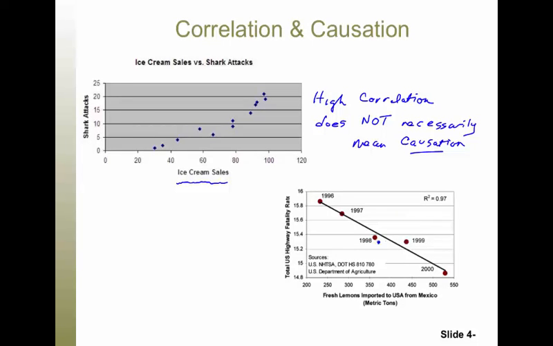Here's another one. Fresh lemons imported to the USA from Mexico, decreasing total U.S. highway fatalities. Sorry, when more and more lemons were imported from Mexico to the USA, highway fatalities went down. Very strong. Here our R squared number is 0.97. Take the square root of 0.97, and that's our R value.